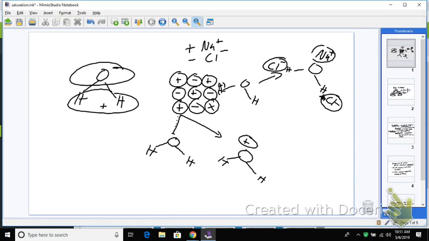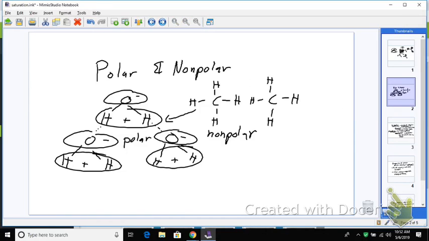Okay? And so ionic substances are usually pretty soluble in water. But they're not soluble in some other things. Okay? Ionic compounds. So this is an example if we try to put a nonpolar substance into a polar substance. They're not going to mix. The reason they don't mix is because each one of these waters attract one another. So for methane to get in, it can't get in.